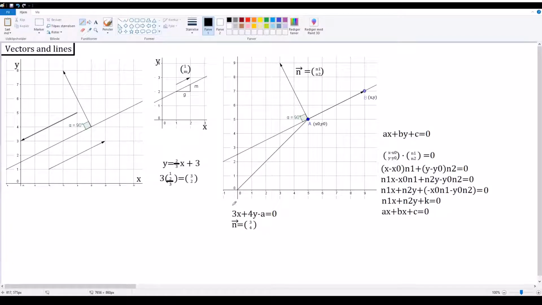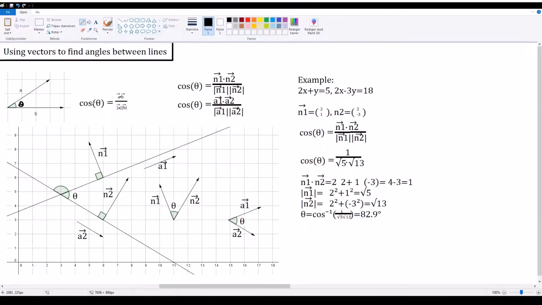So using that information, we can take any equation for a line, and we can use the equation of the line to find the normal to it. So for example here, 3x plus 4y minus a equals 0. We can easily identify n1, which is 3 here, and n2, which is 4 here, or b here. So we just put the numbers into the vector equation, and we end up with a normal, which is equal to (3, 4).